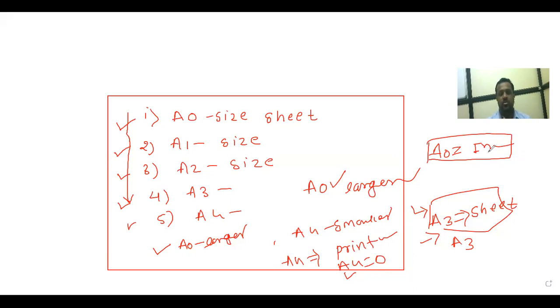And A0, A1, A2 are such types of sheets they will use in the industry, okay, for the drawing purpose. The example of that A0 will be the, okay, these are the basic sizes of the sheets.